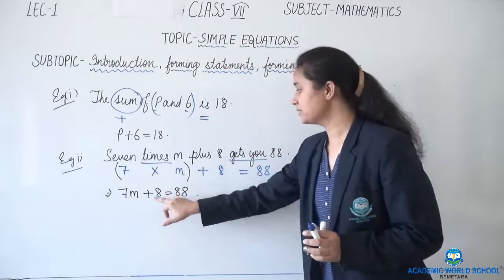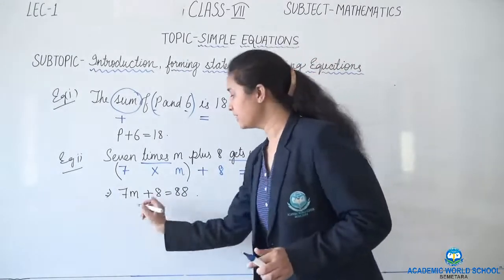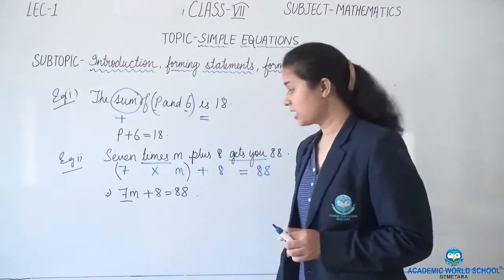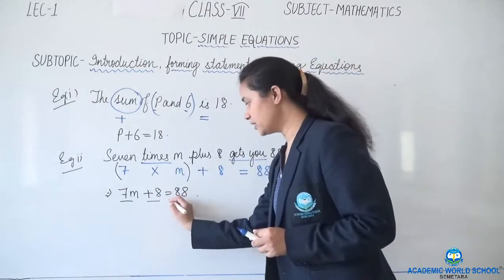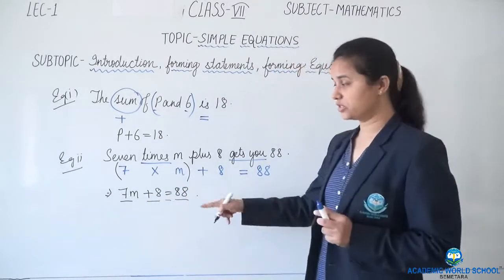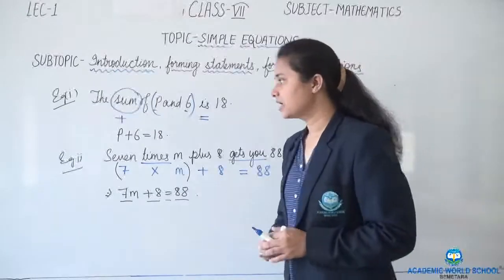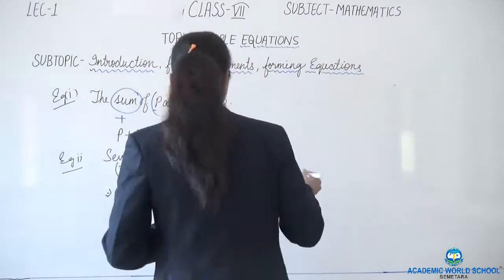So 7 times m means 7m. Plus 8 means plus 8. Gets you equal to 88. You can check your answer. Isn't it? Now consider one more example.